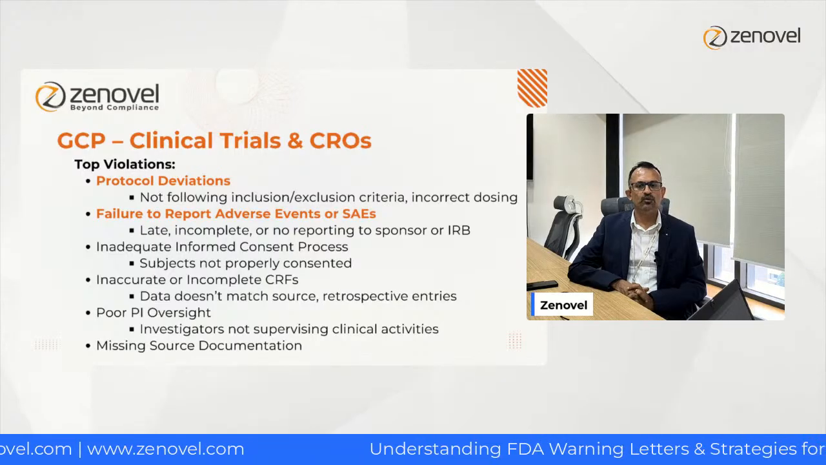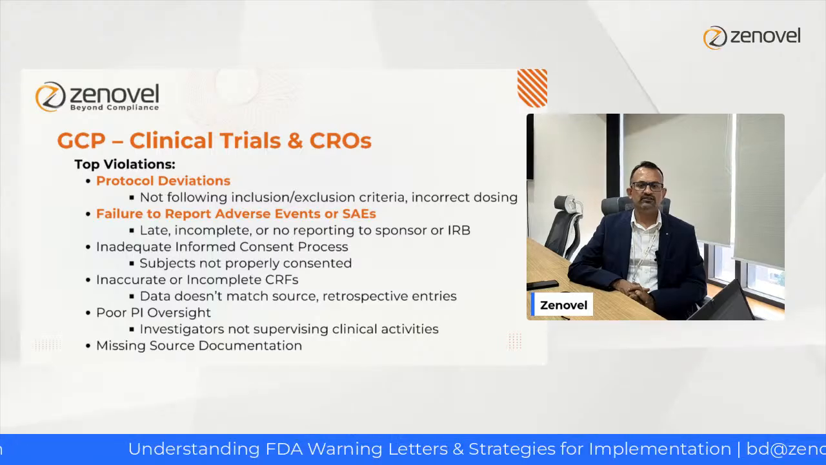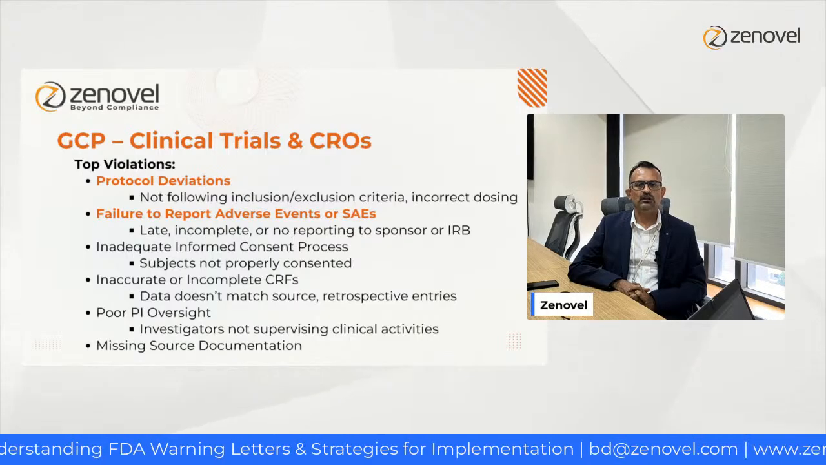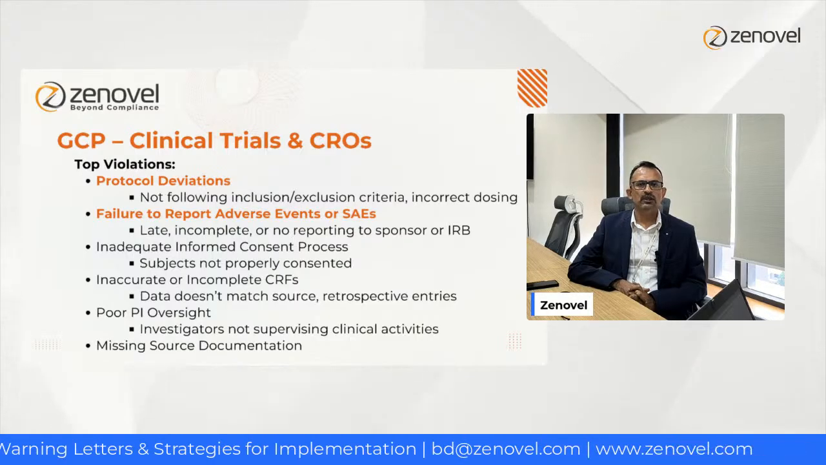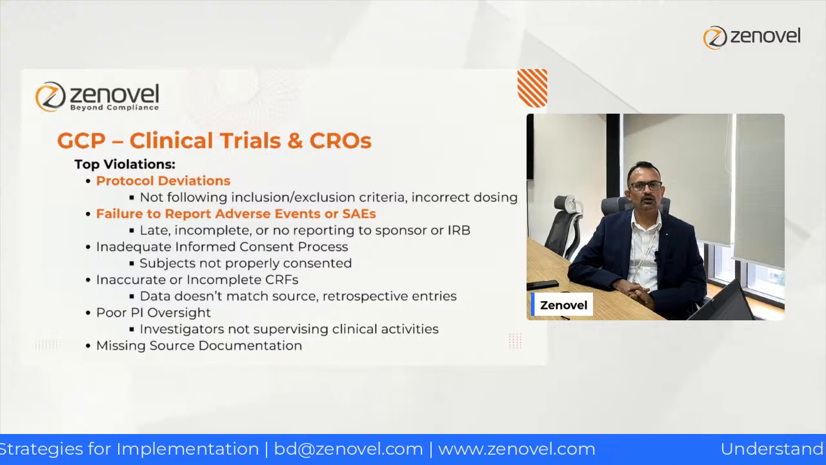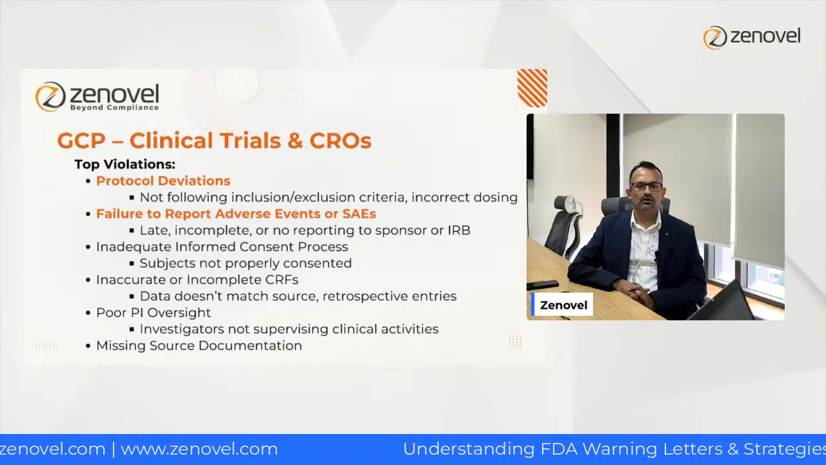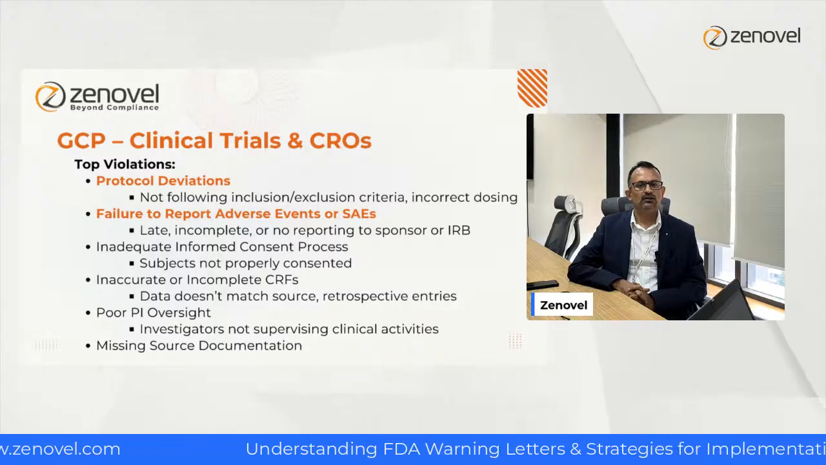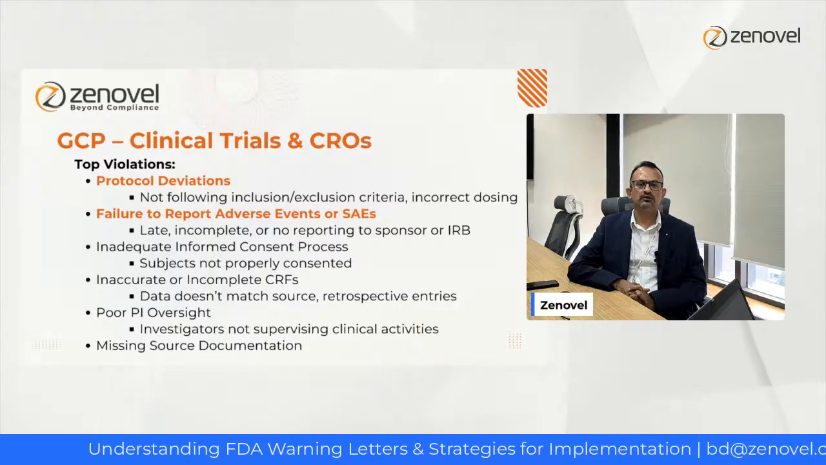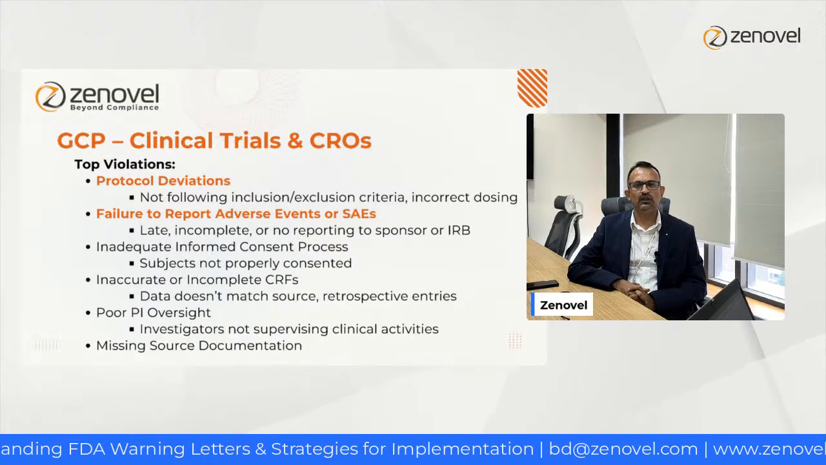Next is an inadequate informed consent process. The next is inaccurate or incomplete CRF. Sometimes the CRF was not completely filled, and sometimes subject signatures were missing. So the data doesn't match the source because the entries were done retrospectively.